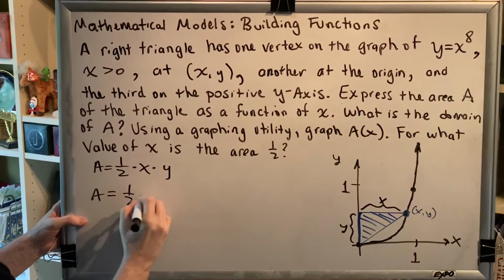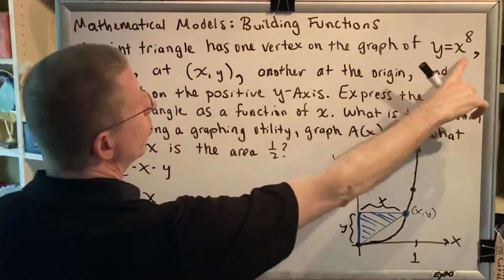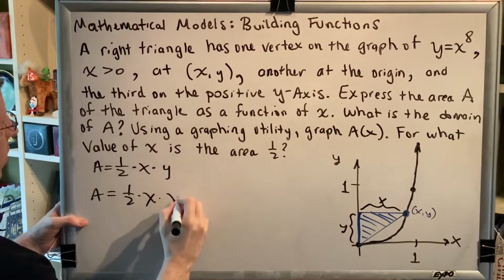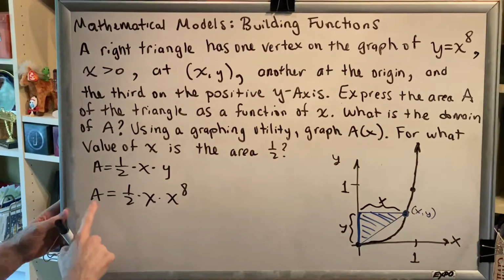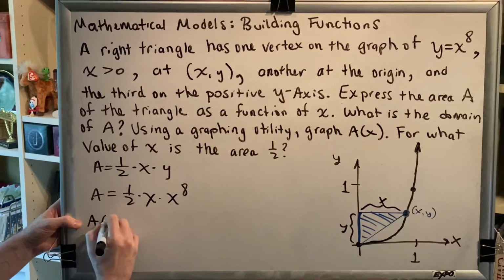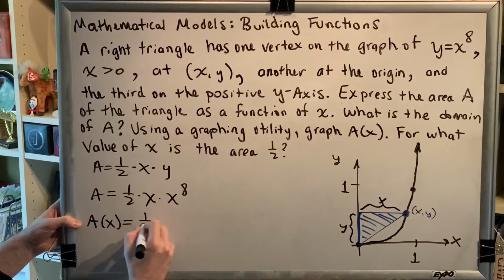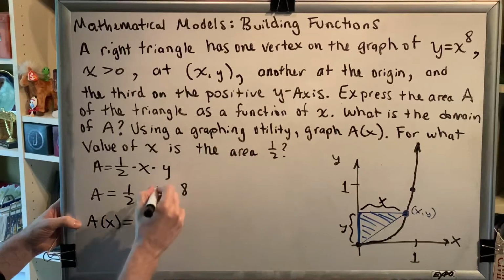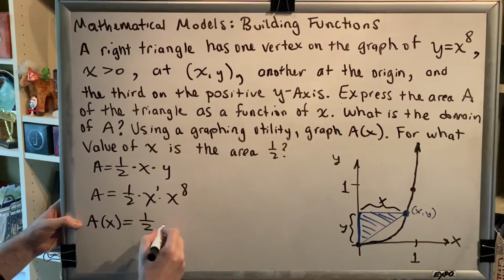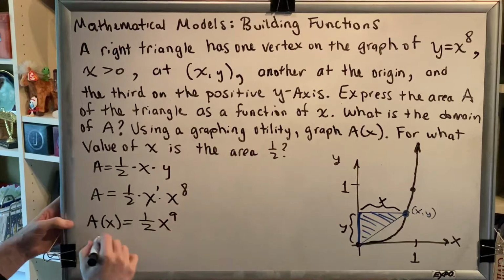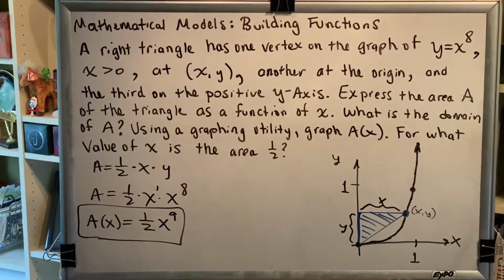We know that for this problem, y is equal to x to the 8th. So we replace y with x to the 8th. And then finally, we replace A with A of x. So we get A of x equals 1/2 x to the 1st times x to the 8th, which is x to the 9th. All right, so there we go. We have made our function. We have expressed the area A of the triangle as a function of x.